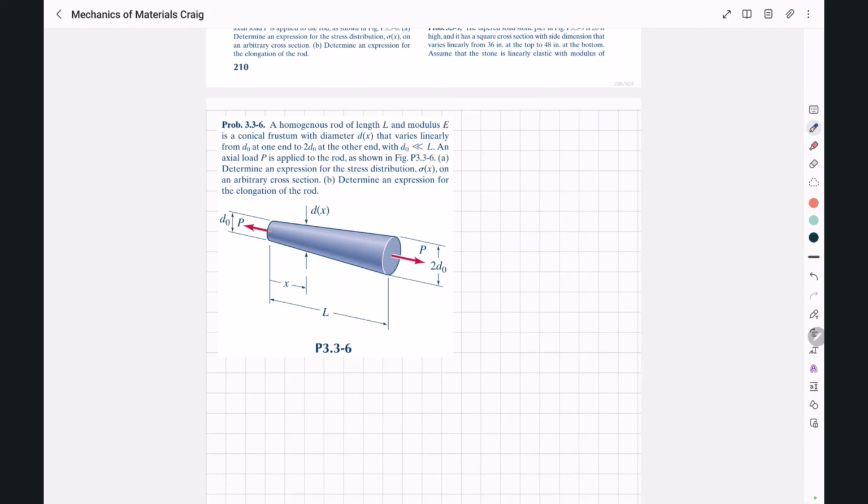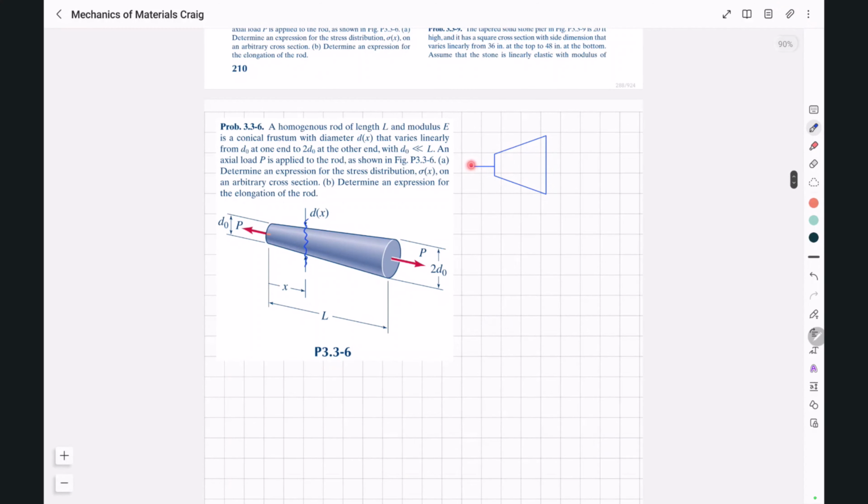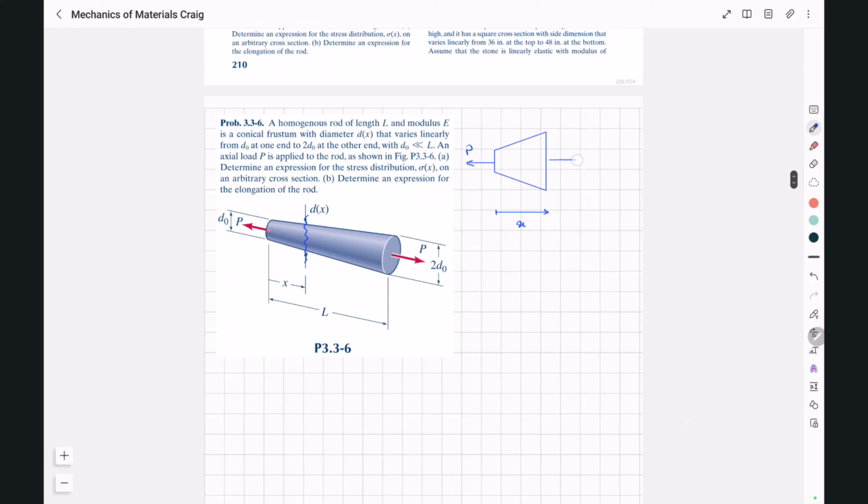In part A of the question, we have to determine an expression for sigma x at a distance x from the beginning. So we can first cut the rod at this distance x, and we will have something like this. So we have a force P applied to the end. This is x from the beginning, and we will have a force called Nx.